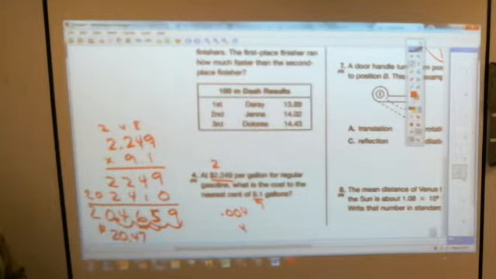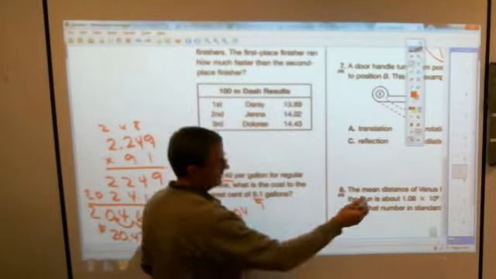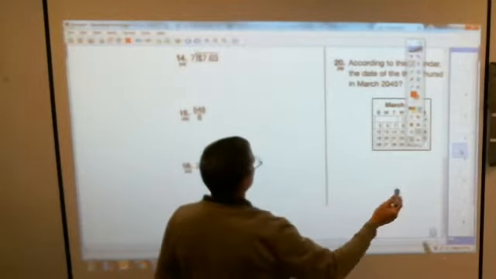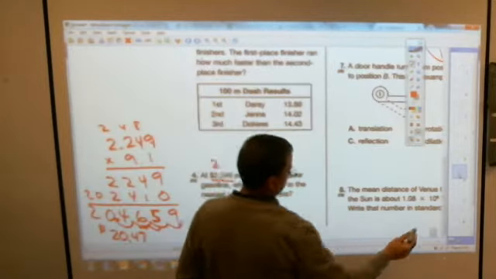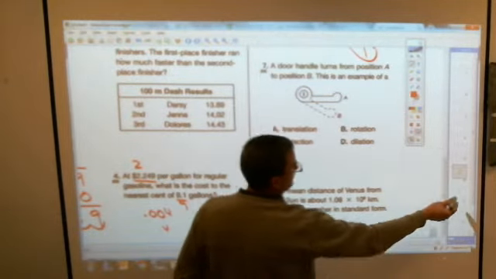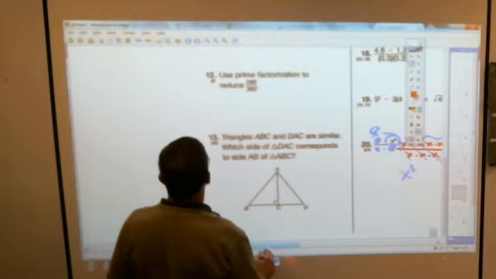Joseph, question on this one? No. How do you do number 9? Is this number 9 or is this the wrong one? It's on the next page. It is on the next page. I was hoping it would.